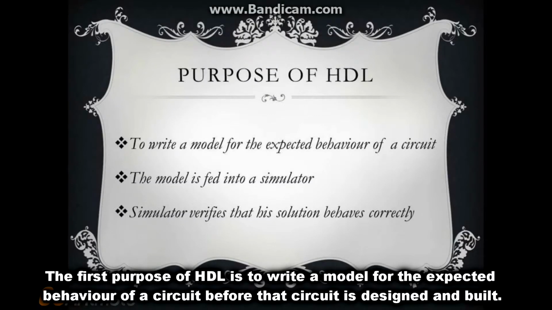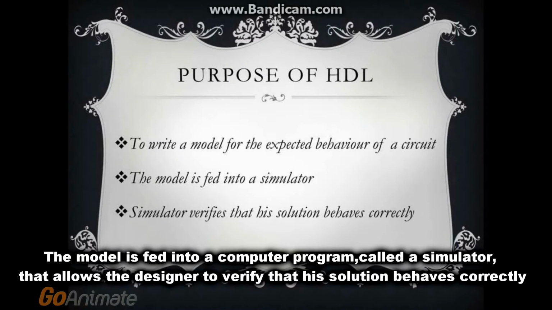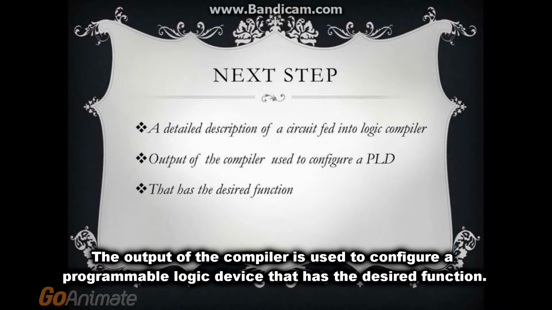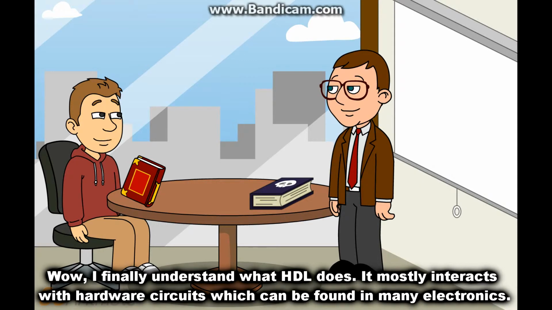The first purpose of HDL is to write a model for the expected behavior of a circuit before that circuit is designed and built. The model is fed into a computer program, called a simulator, that allows the designer to verify that his solution behaves correctly. Next, they are used to write a detailed description of a circuit that is fed into another computer program called a logic compiler. The output of the compiler is used to configure a programmable logic device that has the desired function. Wow, I finally understand what HDL does.